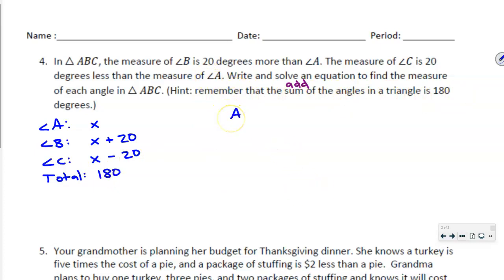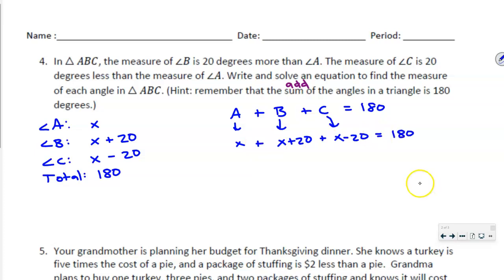So when I measure angle A and add it to the measure of angle B and the measure of angle C, I get 180 degrees. But A is represented with x, and B is represented with x plus 20, and C is represented with x minus 20. When I add each of these angles, even in expression form, I will get the total of 180 degrees.